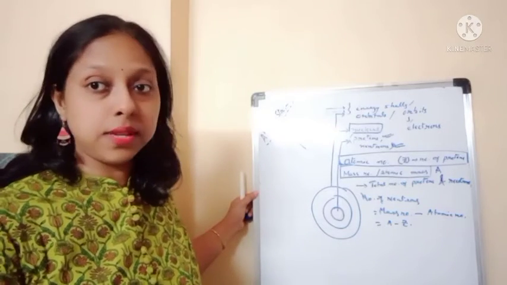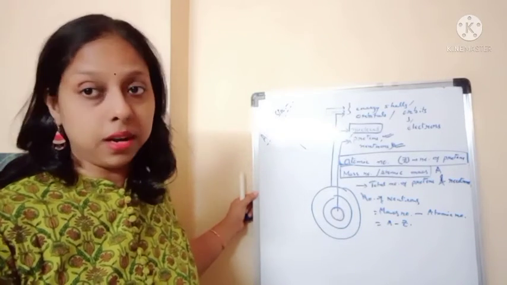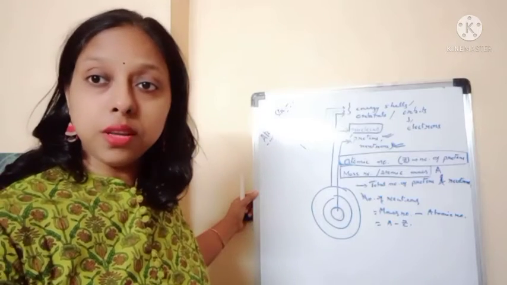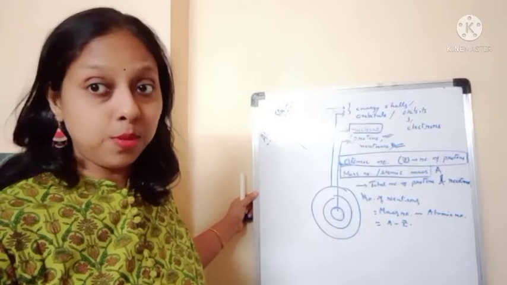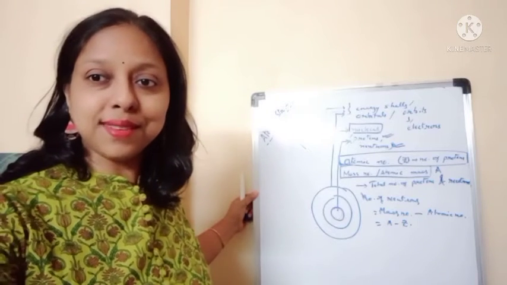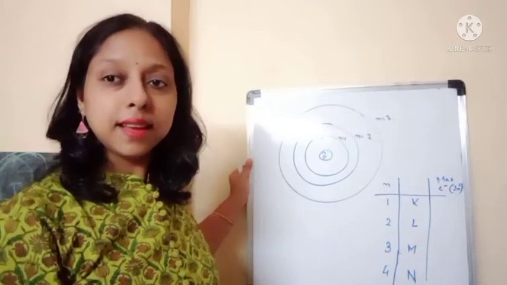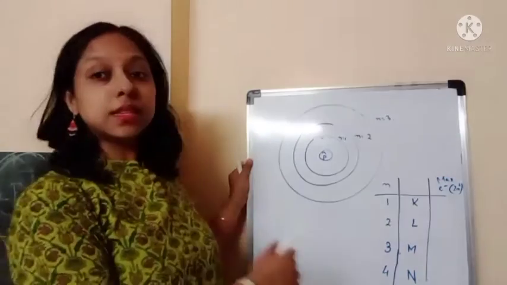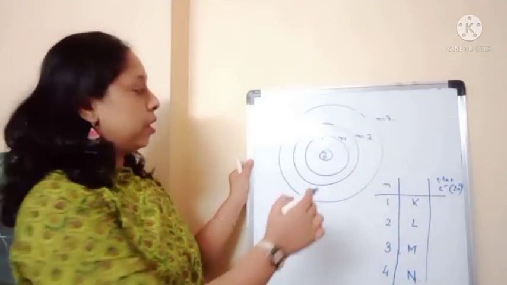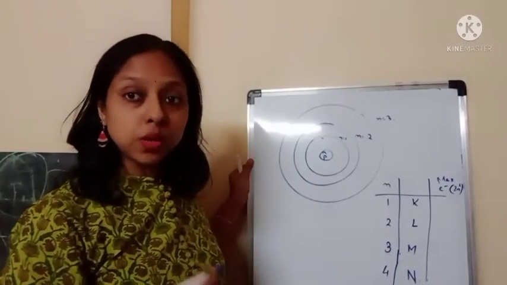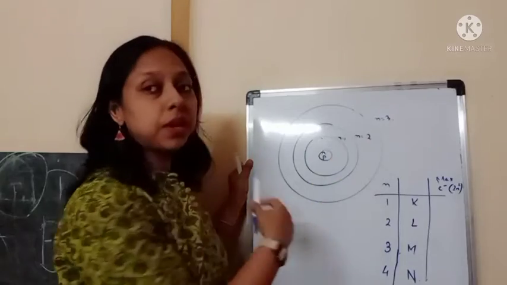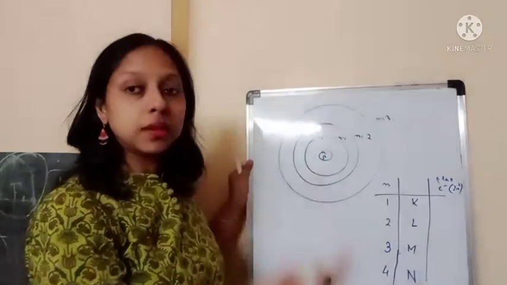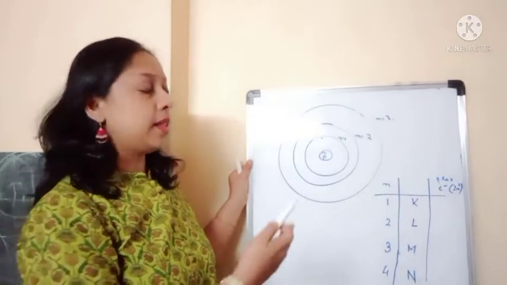Now next we will study how the electrons are arranged in the electronic orbitals or the energy shells which are present around the nucleus. Now this is your atomic structure. The shell which is closest to the nucleus, we number it as 1, and the next shell we number it as 2, and the third shell we number it as 3, and so on.